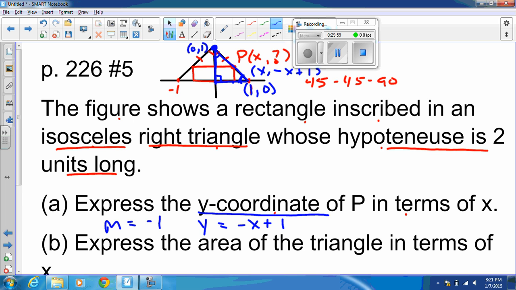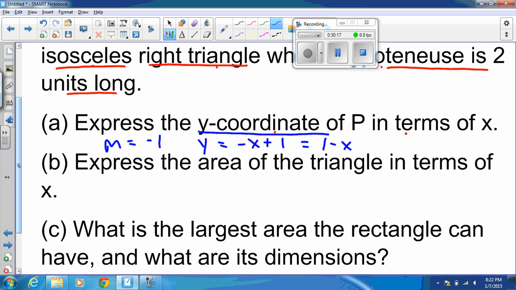So P is on this line. And that means that the y-coordinate for P must be negative x plus 1. I'm going to write that as 1 minus x. Just can't help myself because these 2 points make it so obvious. When x is 1, y is 0. When x is 0, y is 1. Y is 1 minus x.